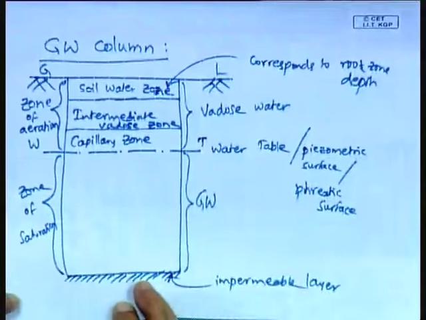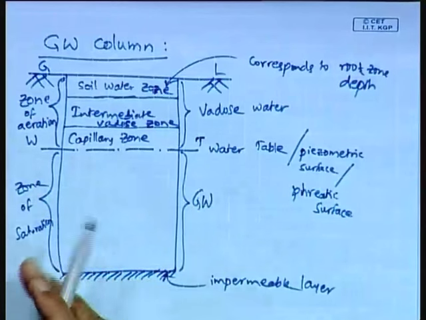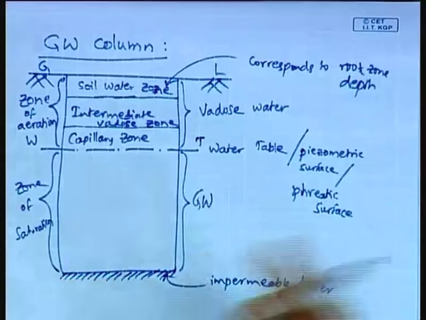Welcome to lecture number 6 on zones of aeration and saturation, followed by the aquifers and their characteristics and classification. In the previous lecture, we discussed the groundwater column, and briefly dealt with the zone of saturation, which is below the water table, and the zone of aeration, which is above the water table.